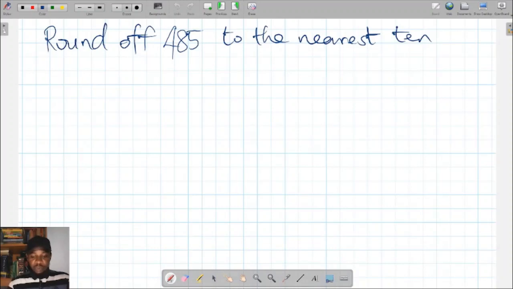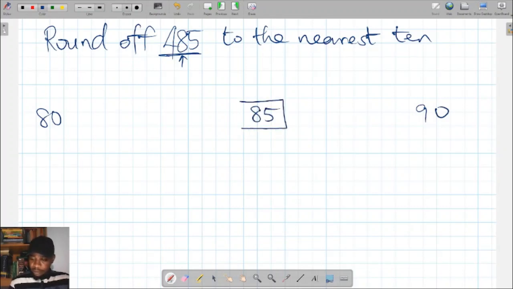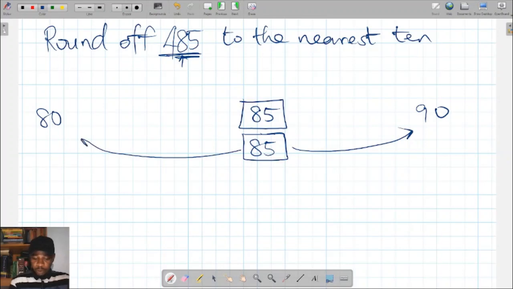This question says that we are to round off 485 to the nearest 10. In this case, the 10th digit is 8. We're just going to put 8 tens, which is 80, as lower bound, and 9 tens. The next 10 after 80 is 90. The mid value is 85. But the number that we want to examine itself in this case is 85. It falls directly on the mid value. So, do we go to the left or do we go to the right?